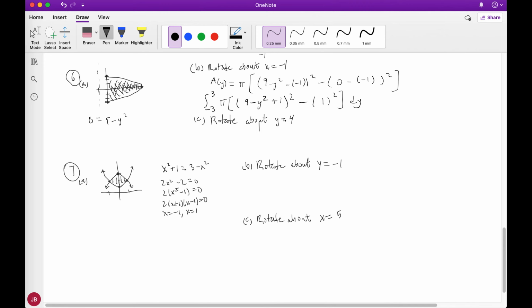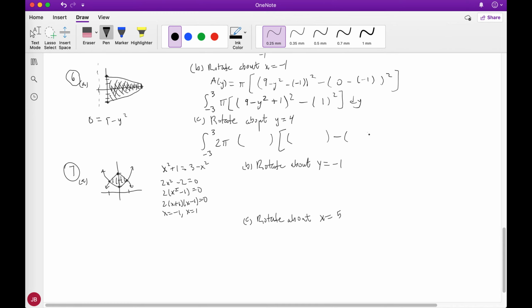Okay, and now rotating about the line y equals 4. Well, that's up here, right? So now I think the method we're going to need is different. We have a horizontal axis with everything in terms of y. So I think we're going to need shell method. So it's going to be 2 pi. There's going to be a radius, and now upper minus lower.